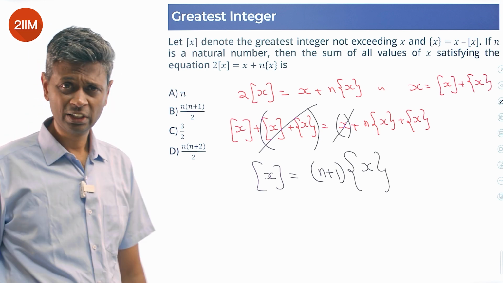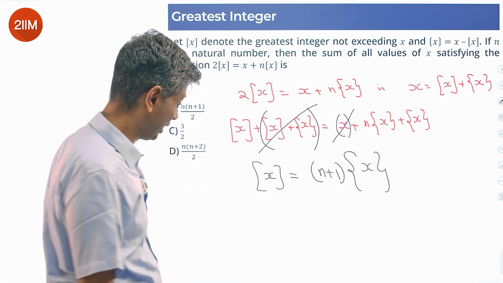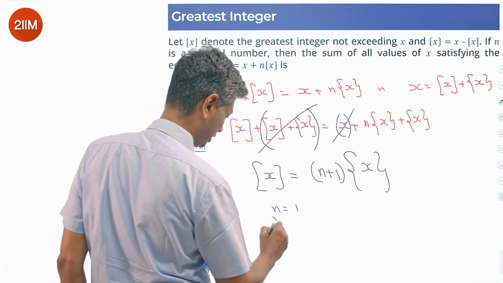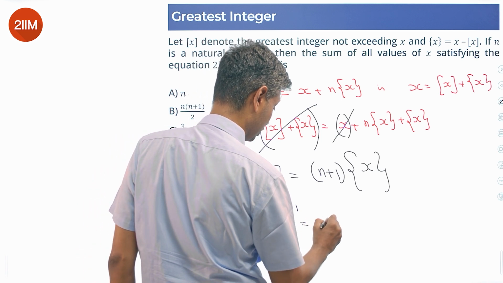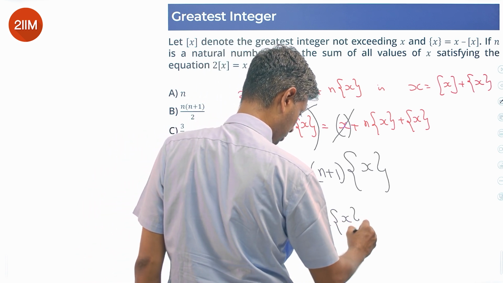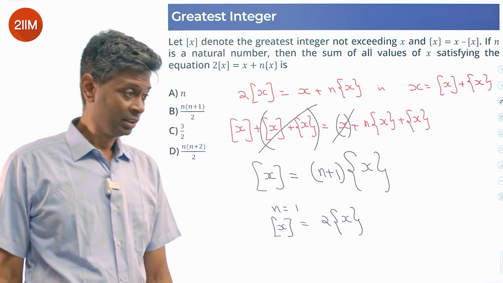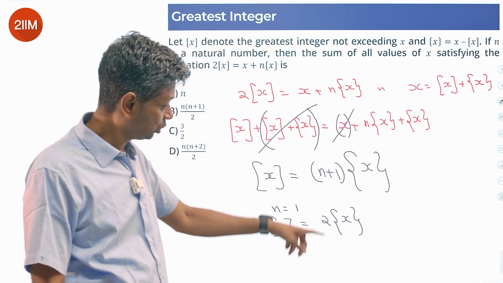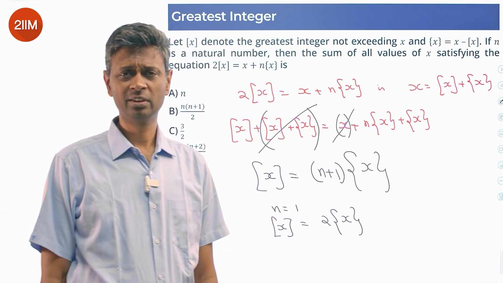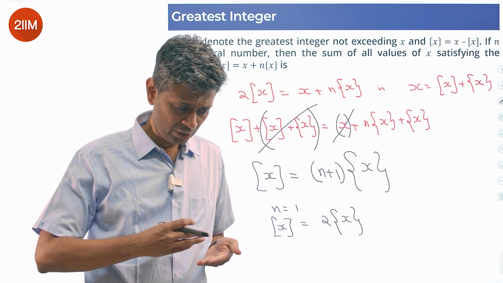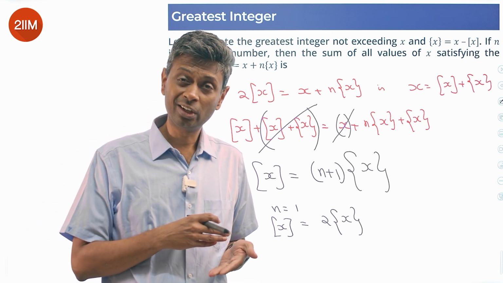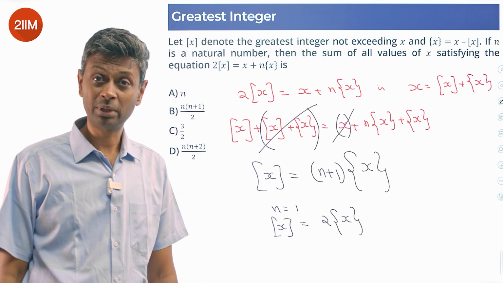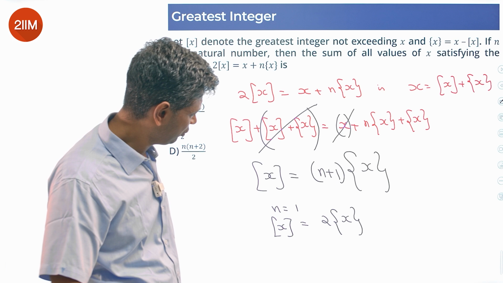For a given n, I don't know how to do this. I'm going to put an n, I'm going to say, hey, n equal to 1. Greatest integer of x is 2 times decimal part of x. Decimal part of x goes from 0 to 0.999999. So 2 times decimal part of x can go from 0 to a little less than 2. Right? So it can go from 0 to 2, but less than 2. It cannot be 2.